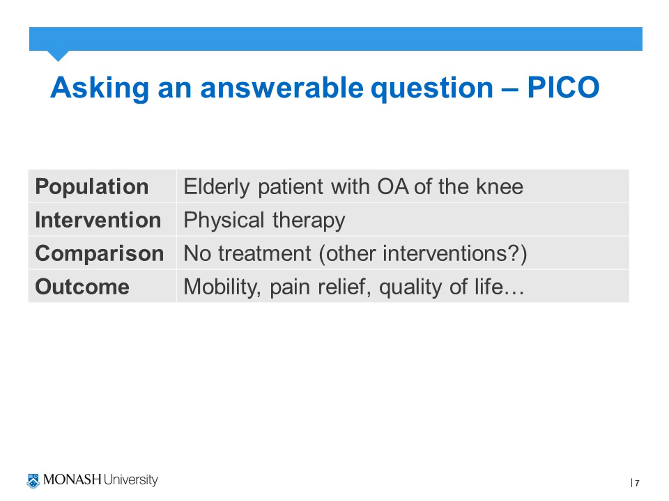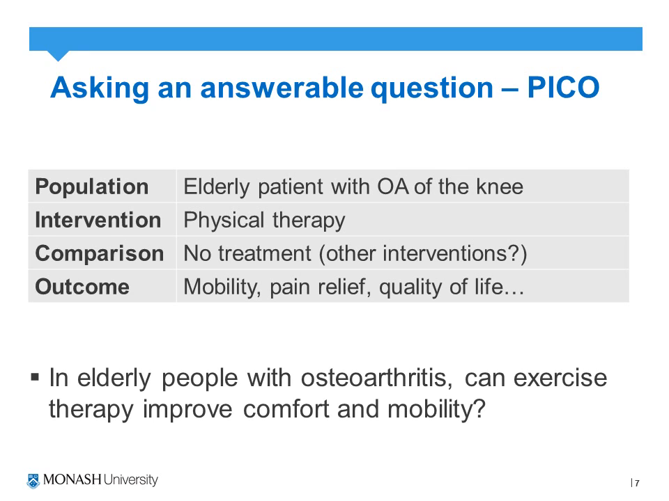So using George and our scenario, we can come up with our PICO. Our population being elderly patients with osteoarthritis of the knee, our intervention being physical therapy, our comparison being no treatment. In this particular scenario, we've got no treatment, but we could very well have other treatments. So it could be NSAIDs or any other comparison that we may be interested in. And our outcome being mobility, pain relief, quality of life, etc., etc. So when we go to structure our answerable question, we will be using all components of the PICO framework. So our question from our scenario is, in elderly people with osteoarthritis, can exercise therapy improve comfort and mobility?